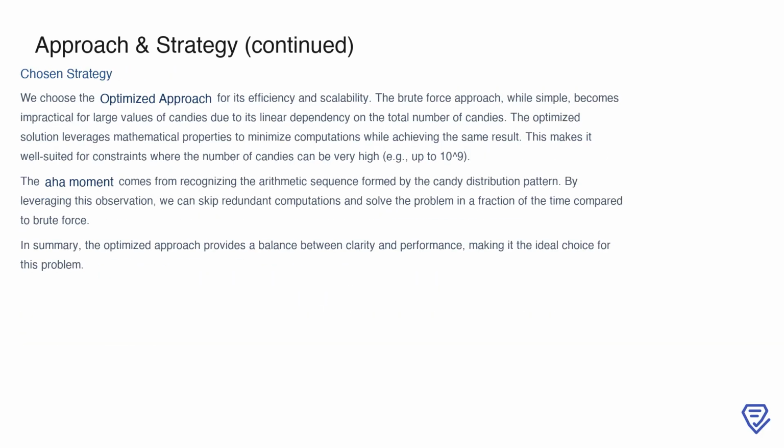After evaluating both approaches, the optimized solution stands out as the clear choice for this problem. While the brute force method is simple and easy to understand, it becomes impractical when dealing with a large number of candies due to its inefficiency. The optimized approach, on the other hand, leverages the mathematical properties of arithmetic sequences to minimize computations and achieve the same result much faster. This makes it highly scalable and well suited for constraints where the number of candies can be extremely large, such as up to 10^9.